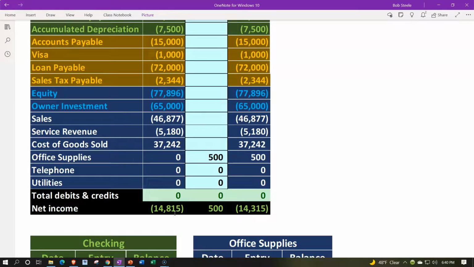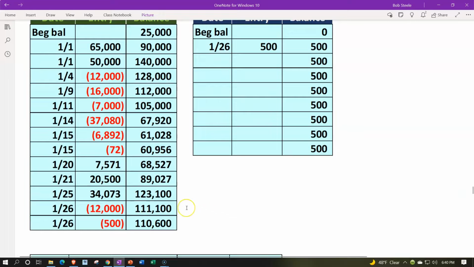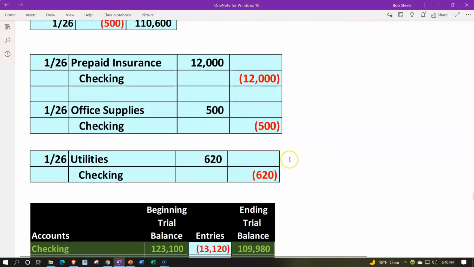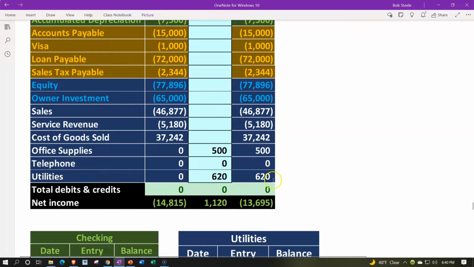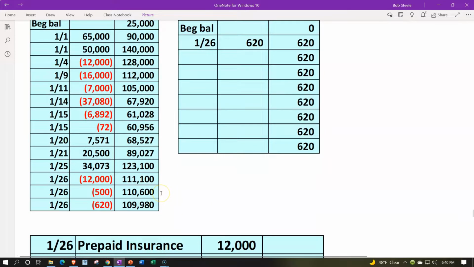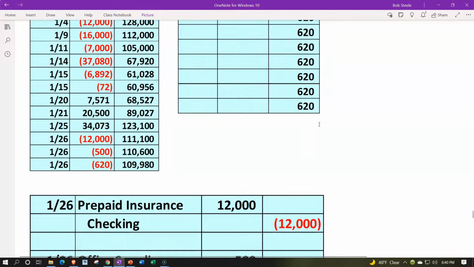And so this makes the net income $14,815, the sum of the $46,877, the $5,180, and the $37,242. And then it goes down by the $500 to the $14,315. Checking account was at the $111,100, down by $500 to the $110,600. Office supplies up by that $500. Next, we have the utilities. So the utilities adds to the expense, with the checking account going down, the other side down here on the expense area. And once again, it has an impact on net income. Checking account was at $110,600, down by $620 to $109,980. And the utilities is going up to the $620.